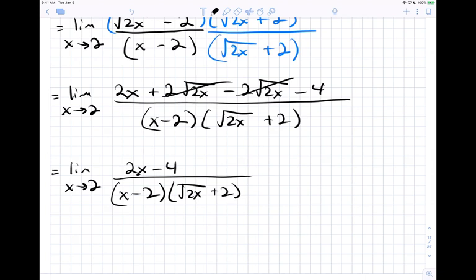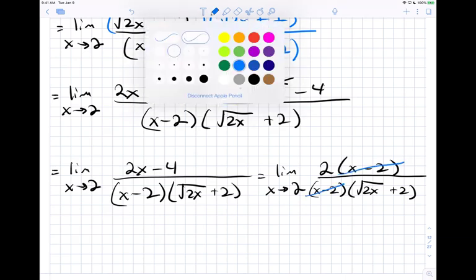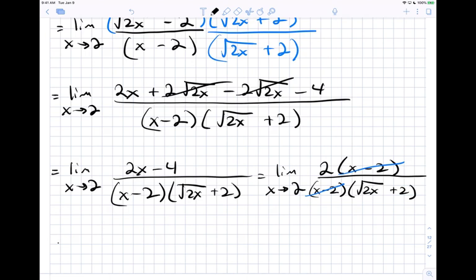Okay, so now on top, we can factor out a 2. We're going to have the limit as x approaches 2, 2 times x minus 2, and now we should be there. x minus 2, square root of 2x plus 2. And we should notice this finally cancels that. So then the limit as x approaches 2.